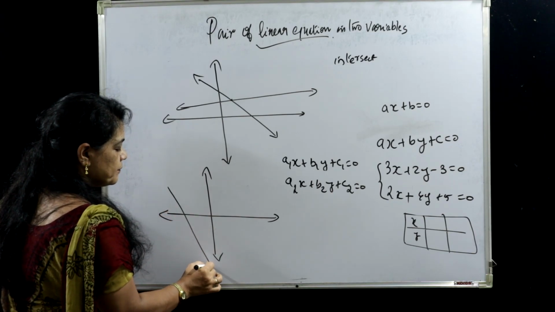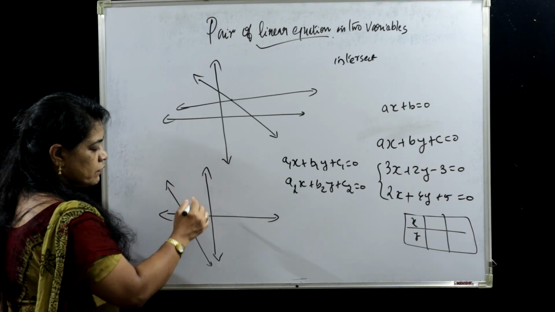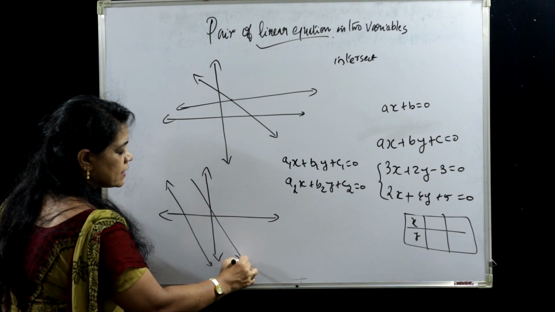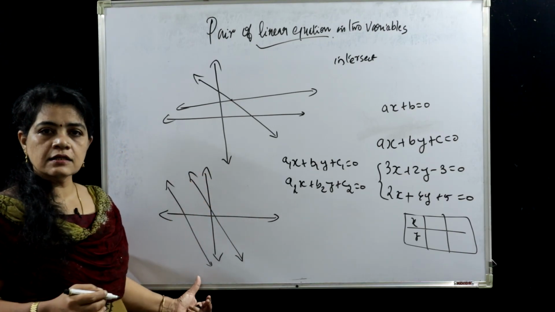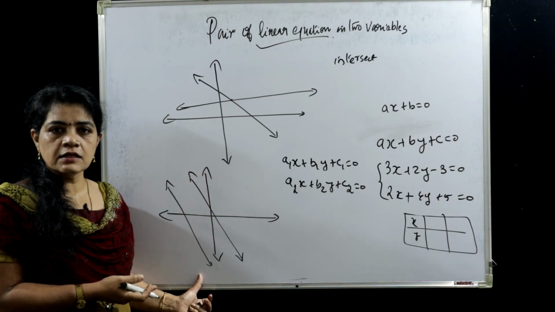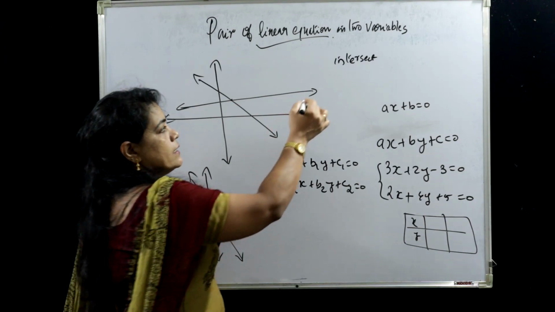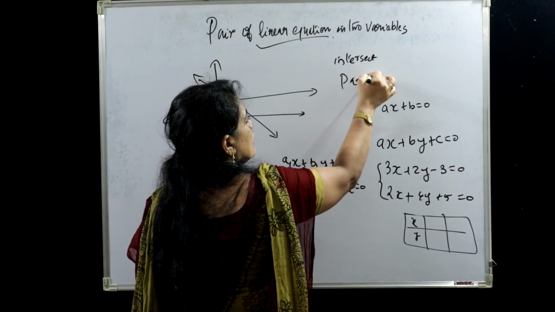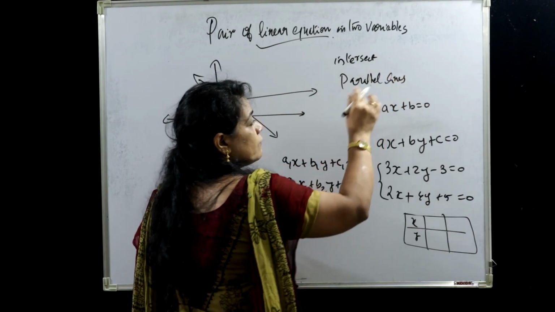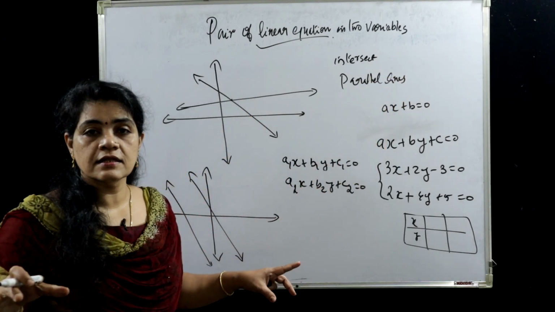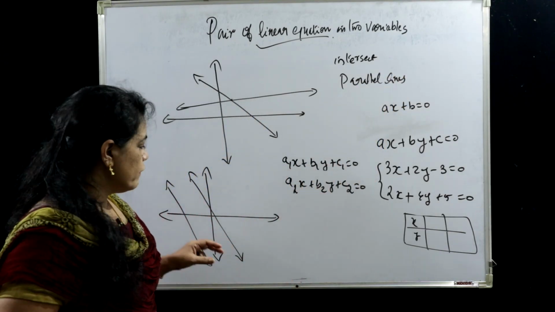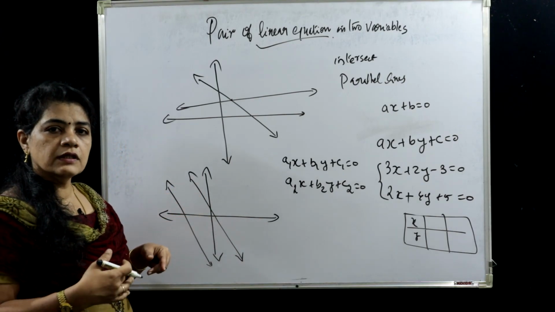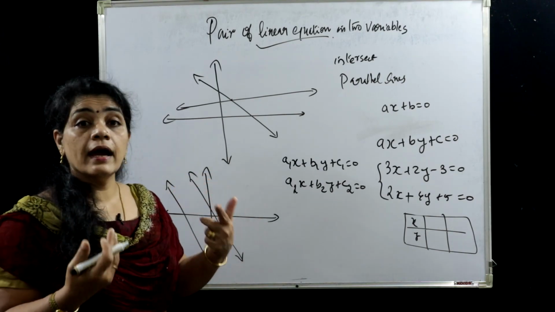And the second case is this: after plotting the graph, you can see that their graphs will be of this type. This is the graph of the first equation and this is the graph of the second equation. In this case, can we say that they are intersecting each other? No, they are parallel lines. They will not intersect. However far we extend, they will not intersect. They will always keep a constant distance between them. Hence, it is called parallel lines.